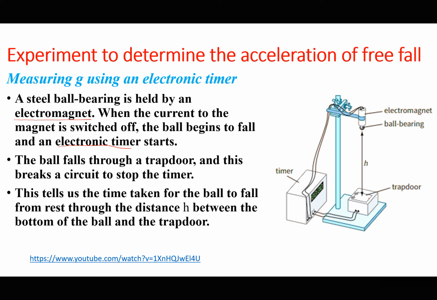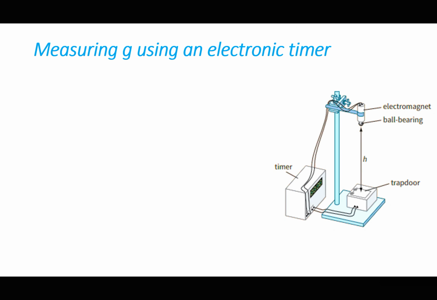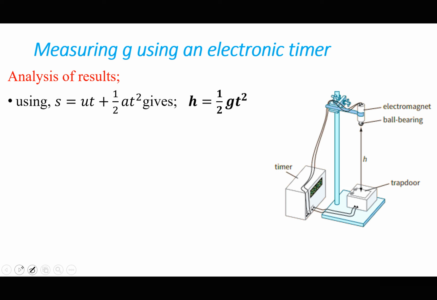So let's see the analysis of results. To analyze the results, of course, we shall use the equations of motion. s equals ut plus a half at squared. We have assumed that air resistance is negligible, so the acceleration is constant. If s is the vertical distance h, then the acceleration is equal to g. If we release the object from rest, that means the initial velocity u was 0, so s is going to be a half at squared. This could give you a value of g, but this is not going to be satisfactory.